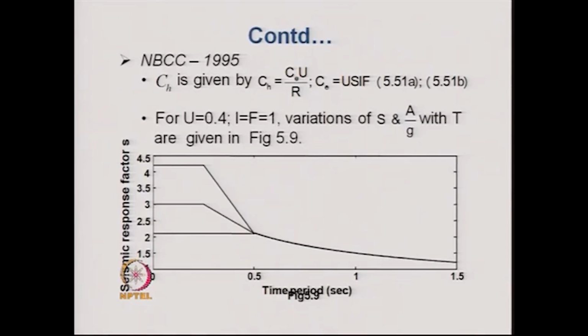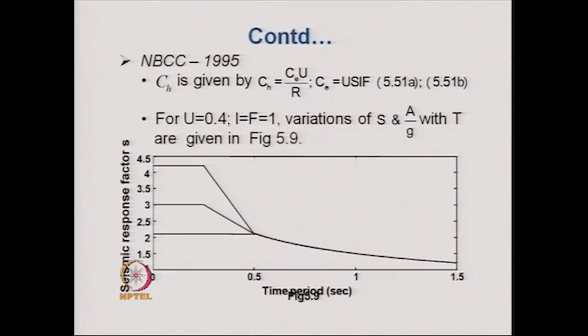Next comes the National Building Code of Canada 1995. Here the seismic coefficient CH value is given by CE into U divided by R, where R is the reduction factor. In the previous case we have not talked about the reduction factor. Here also, although R is there, that means the seismic forces calculated by the formula are reduced by a reduction factor. The same thing is done in the case of IBC, but we have not shown that. Here in the formula it is straight away given. However, we will not discuss the factor R.